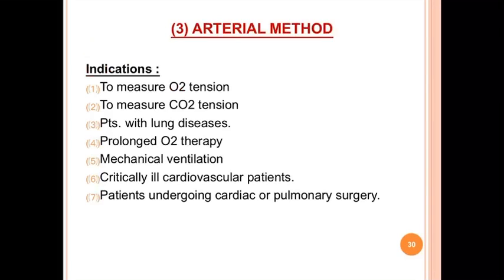Now the third method is the arterial blood method. We have seen the sites of the femoral artery, brachial artery and radial artery. We can collect the blood from these arteries. The indications for arterial blood are to measure O2 tension and CO2 tension, patients with lung disease, prolonged O2 therapy, mechanical ventilation, critically ill cardiovascular patients, and patients undergoing cardiac or pulmonary surgery. In these conditions, we have to collect arterial blood. The method is the same as for venipuncture, but the site is different.